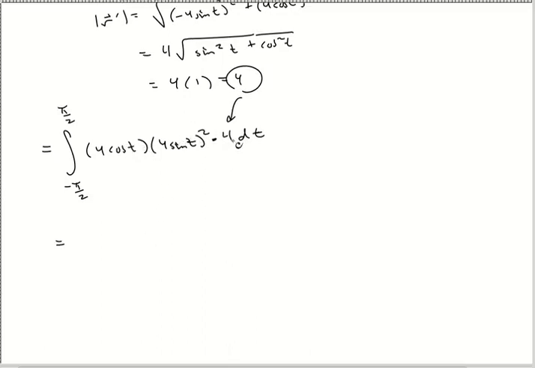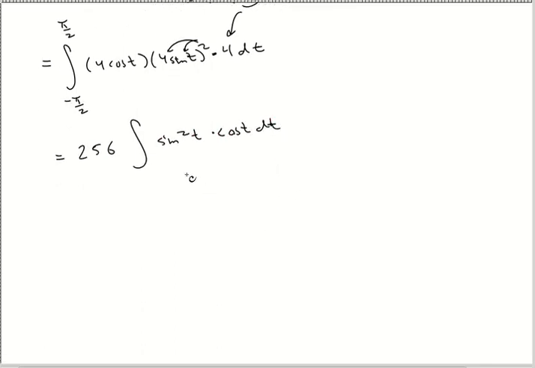So notice that we have a 4. When you distribute here, you actually have 2 more 4s. Then you have another 4. That's 4 4s. That's quite a lot. 4 to the power 4 is 256. And so then I've got sine squared times cosine dt. Use substitution.